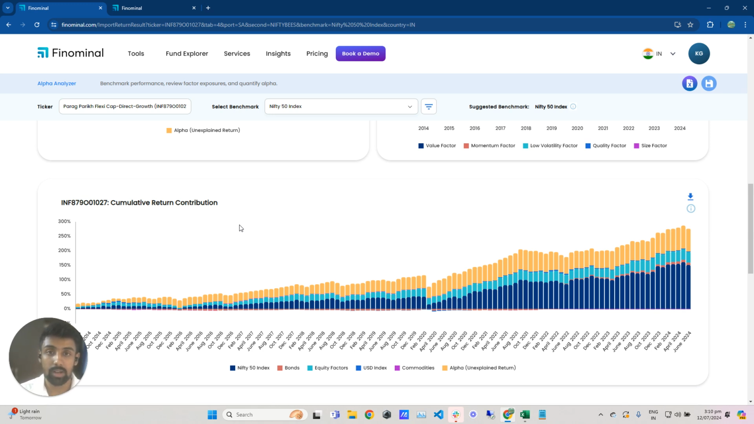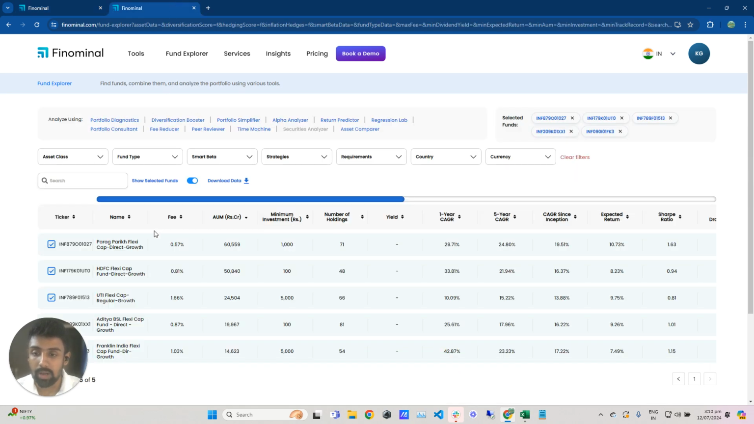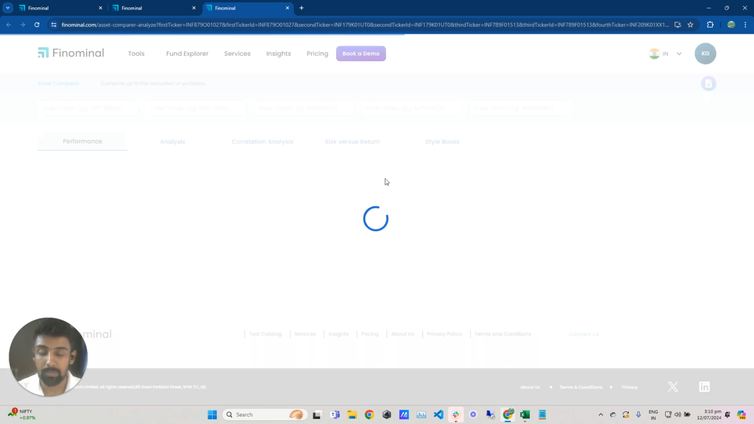Now let's look at how Parag Parikh fund has done relative to its peers. I have already pre-selected other 4 flexi cap funds, so you can easily search for them here. I've selected the highest AUM funds when it comes to the flexi cap category. To see that, let's go to this tool called Asset Comparer.